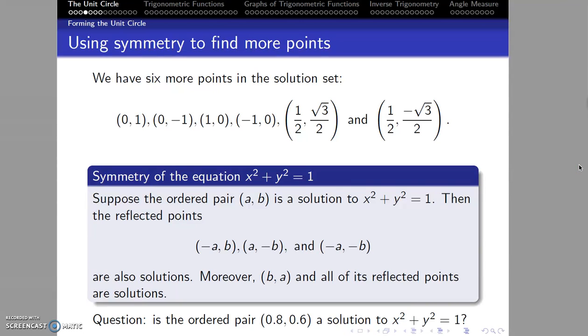Welcome back to our look at the unit circle. When we last left off, we had a dozen points: these 4, and then this point turns into 8 total, so 12 points on the unit circle. And we were trying to find a few more. We ended with the question: is (4/5, 3/5), or 0.8, 0.6, on the unit circle?